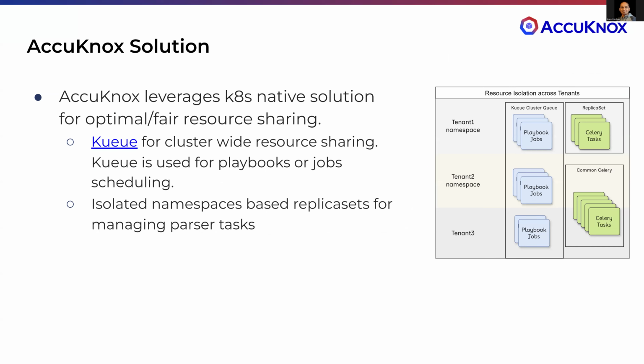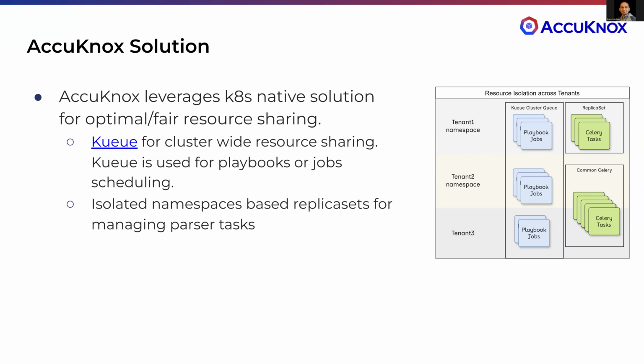For the most part, AccuKnox leverages Kubernetes native solutions for optimal or fair resource sharing. AccuKnox implements Kubernetes resource quotas, CPU and memory limits, and database connection pool limits per tenant. Job or playbook isolation is handled by using namespace-based multi-tenancy in Kubernetes. Dynamic scaling of workloads is handled with the Kubernetes horizontal pod autoscaler.